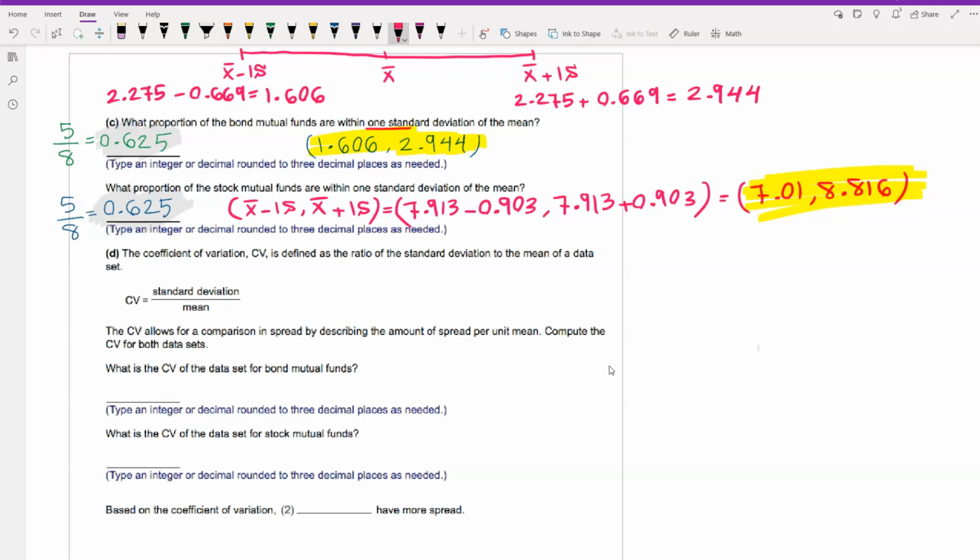And here we have 0.669 divided by our x bar, which was 2.275. It's asking to round to 3 decimal places. It's 0.294. So that is the answer for this one. And the next one is for stock mutual funds. So it's 0.903, our standard deviation, divided by our x bar, which was 7.913, rounding to 0.114.